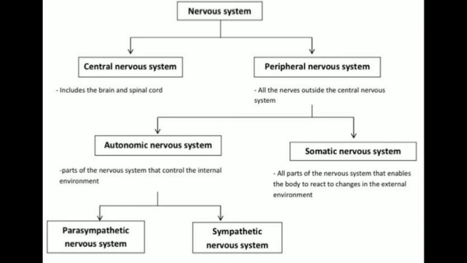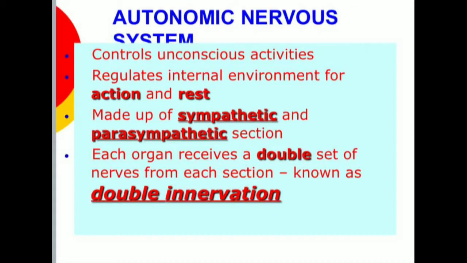The somatic nervous system is all parts of the nervous system that enable the body to react to any change, or respond to a stimulus. The autonomic nervous system needs more understanding, because it covers all the parts of the nervous system that control the internal environment. The somatic nervous system brings a response to the external environment. The autonomic nervous system brings a response to the internal environment. In other words, how do the internal organs respond?